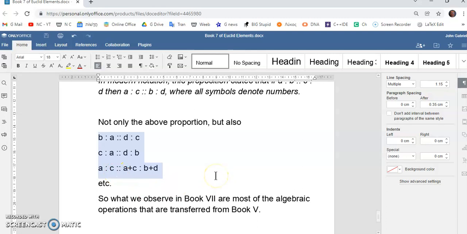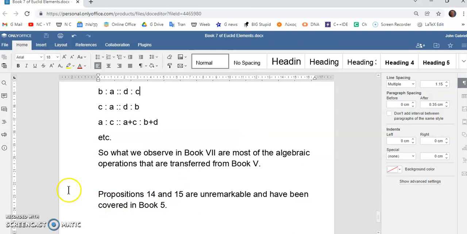In other words, what Euclid is laying the foundations for here is the manipulation of an equation, right? On each side of the equal sign, what you're allowed to do, what you can do, and what you cannot do. So what we observe in Book 7 are most of the algebraic operations that are transferred from Book 5.